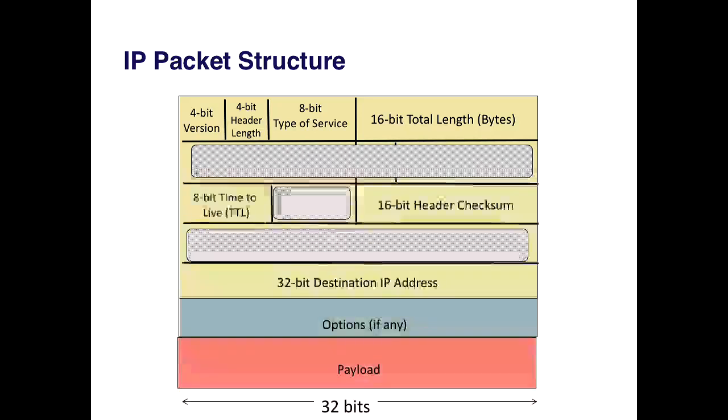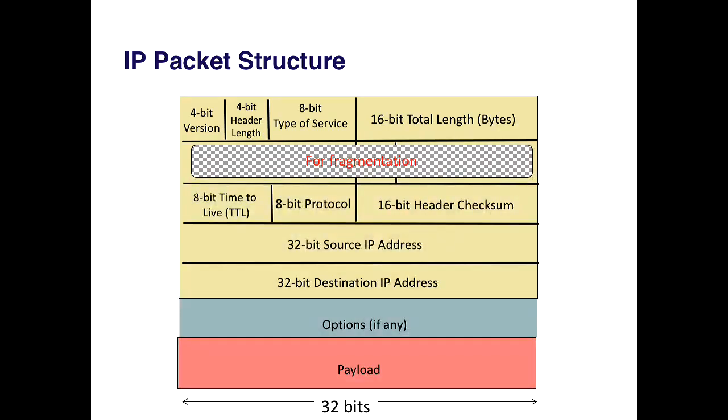As the name suggests, it's optional. If you don't have options, your header is just 20 bytes, the pieces above it. And then a set of bits that we haven't yet dug into for fragmentation. And the protocol field to tell me at the destination end host, am I going to TCP, am I going to UDP, where should you send this packet at the destination? And finally, the source address, so that packets can come back to the source.